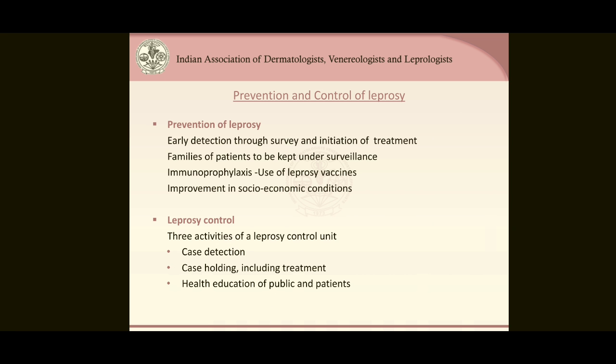How to prevent and control leprosy? Prevention of leprosy is by early detection through survey, initiation of MDT treatment, contact survey, and families of the patients to be kept under surveillance, immunoprophylaxis by using leprosy vaccines, improvement in their socio-economic conditions. Leprosy control activities will involve three activities, that is case detection, case holding and including treatment, health education of public and patients.